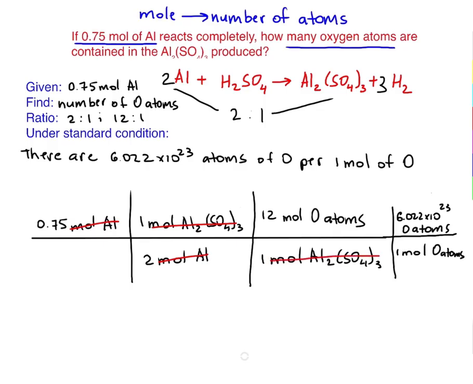So you need to make sure you cancel all the units, everything, and then all you have left is the number of oxygen atoms. And then you do the math. Remember, units cancel out, but not the numbers. So I'm just gonna go ahead and write 0.75 times 1 times 12 times 6.022 times 10 to the 23 divided by 2 times 1 times 1.